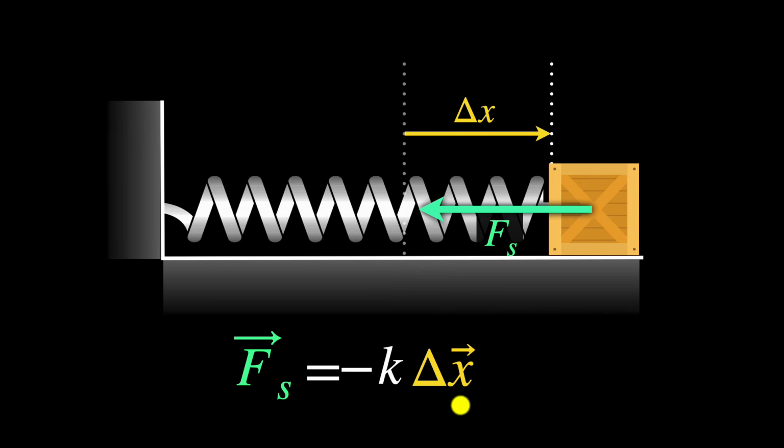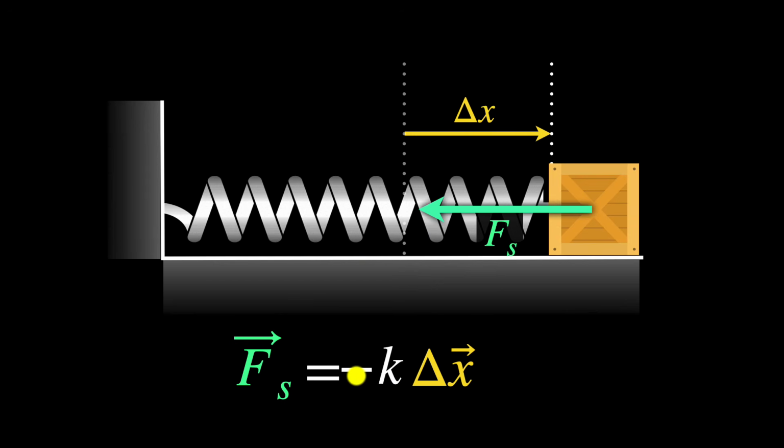Look at what Hooke's law is saying. It's saying that the magnitude of the spring force is proportional to the magnitude of the displacement from the equilibrium position. And the proportionality constant k depends upon how stiff the spring is. The stiffer the spring, the more the value of k.